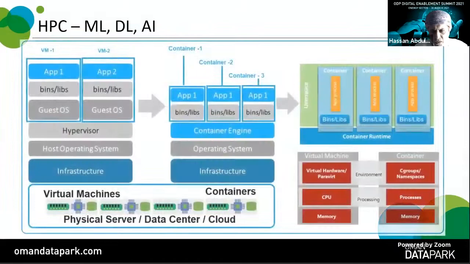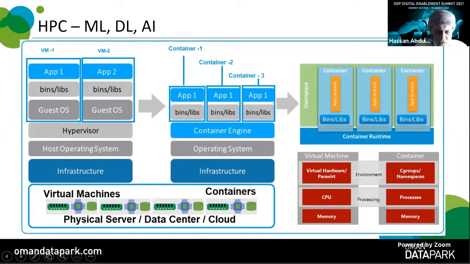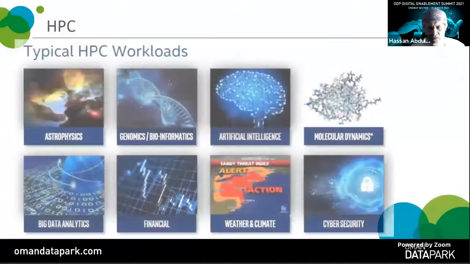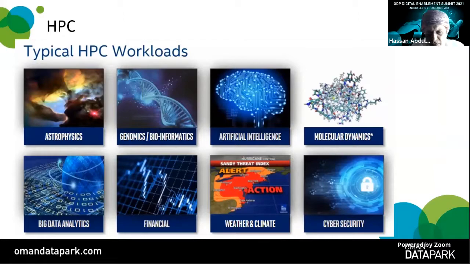This is another view, which assumes your own regular environment, where you are hosting your virtual machines and you start building containers on your virtual machines to consume the application. What we are saying to you is, come and stage the container and process your applications. This is another way of looking at it. Now, let's go over how I can use this. What are the typical HPC workloads that can be covered? Astrophysics is one of them, genetics, AI, big data, financial, and it's already being consumed across all of these sectors, this HPC environment. So what is the choice for us here?